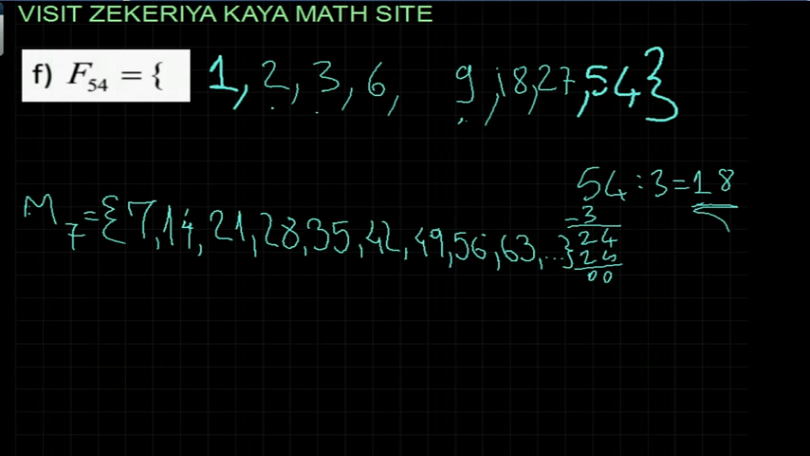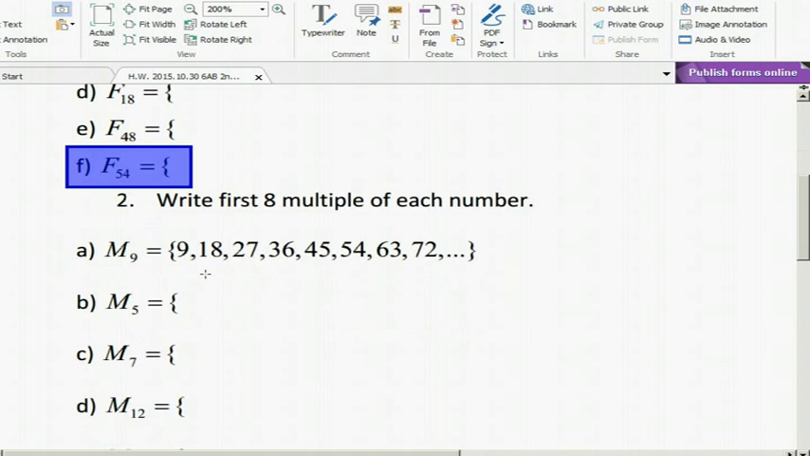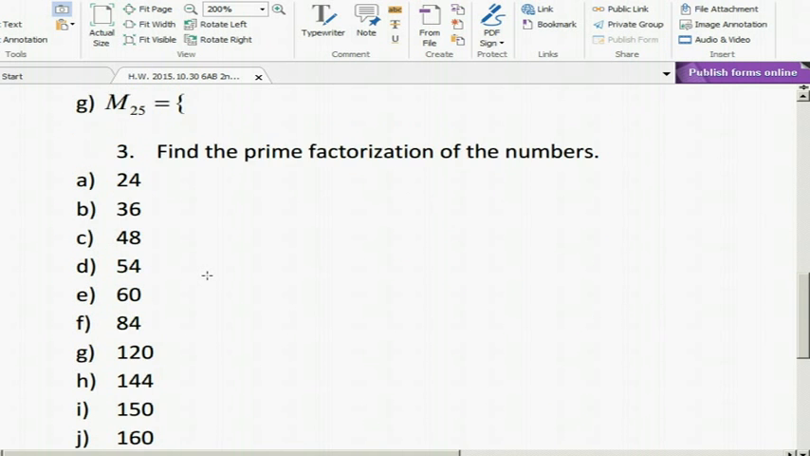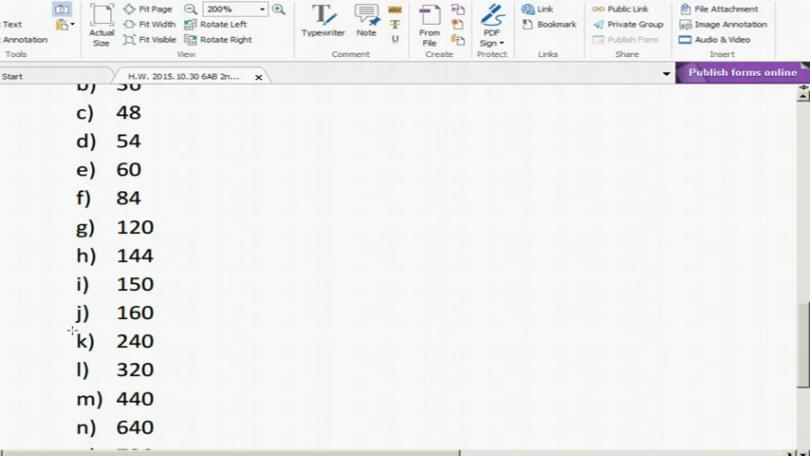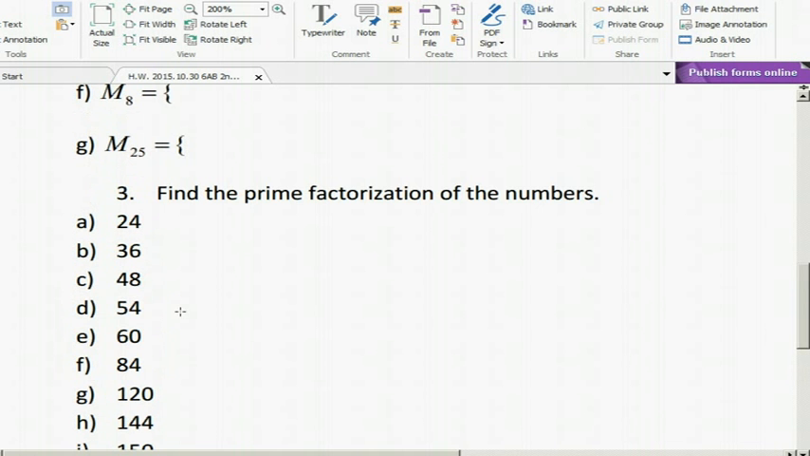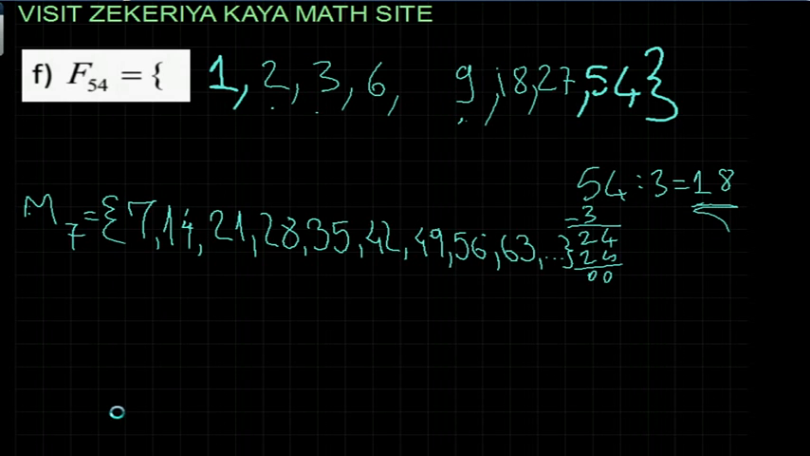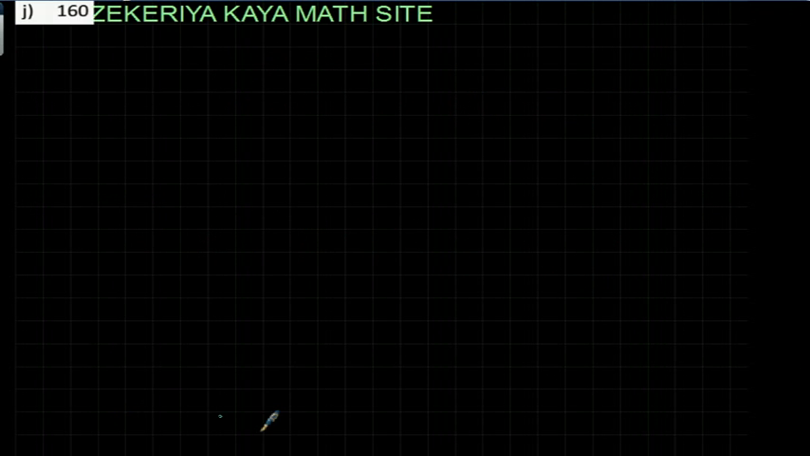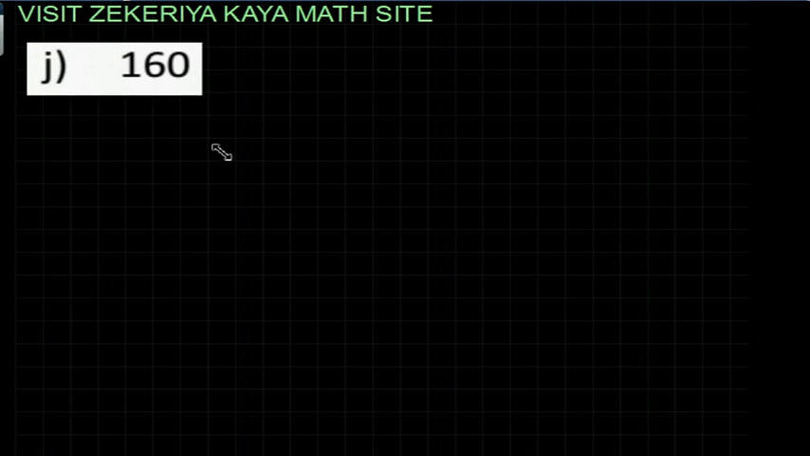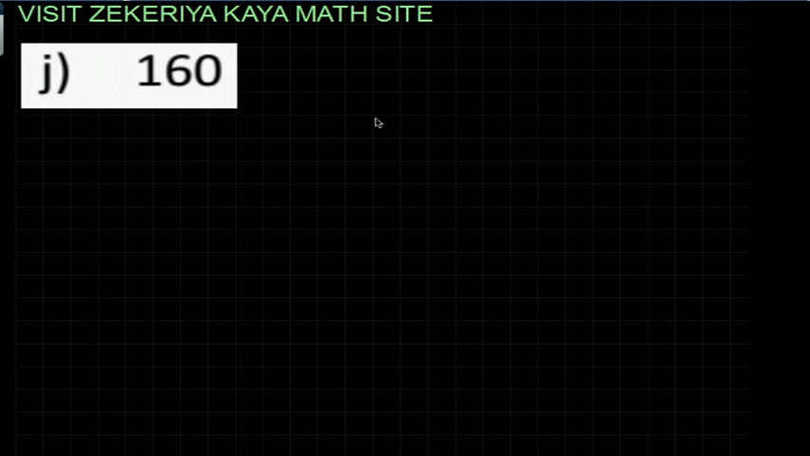So, what you need to do, you must open the homework, this homework, you must choose a question, and you must do it. So, what do we need now? Find the prime factorization of this number, 160. Okay, it looks well. Do this. Prime factorization of 160.